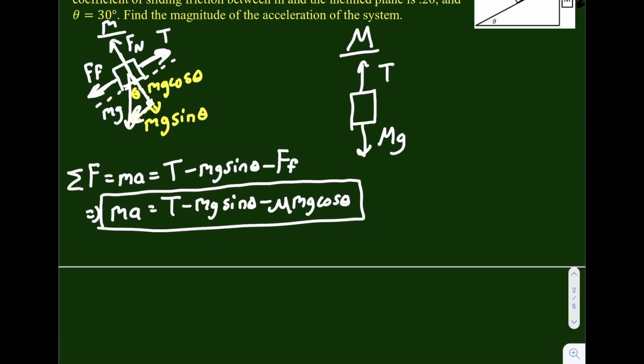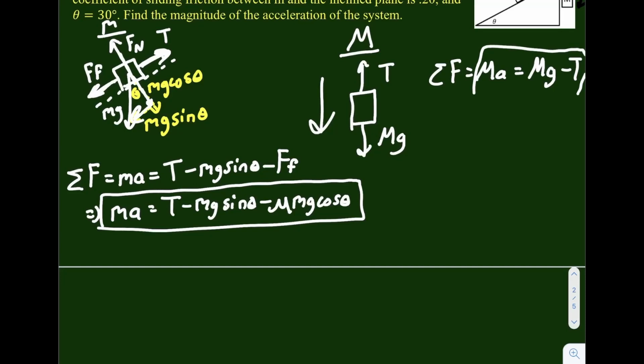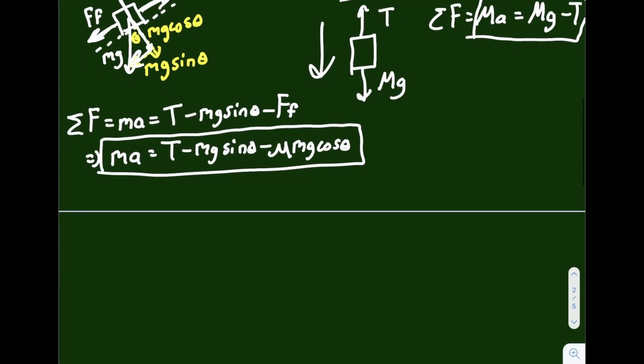And the other one's a lot simpler. The sum of the forces equals ma. Now for this one, the direction of motion is down. So in this case, tension's a negative force, and the weight's a positive force. And that's the second equation. Now I'll come down here and add them. And again, the tension has to cancel out. Which it will.